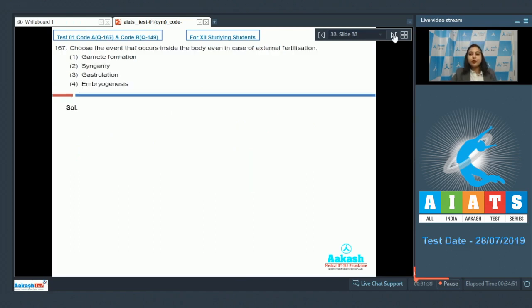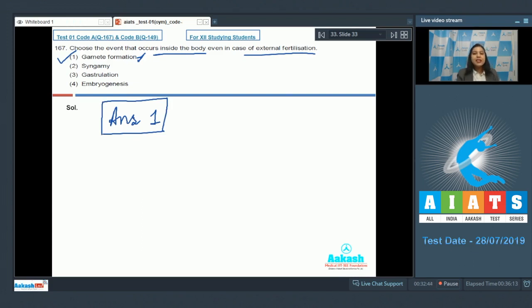Okay students, now we move on to question number 167. Choose the event that occurs inside the body even in case of external fertilization. In external fertilization, the gametes are released in water and fertilization takes place. The gametes are formed inside the body and released outside. So the event that occurs inside the body is definitely gamete formation. Syngamy, the fusion of gametes, occurs outside in water. Gastrulation and embryogenesis also will not occur inside the body because fertilization has taken place outside. So our answer is option number 1, gamete formation.